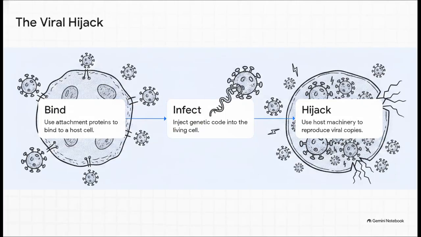Because they have zero machinery of their own, they have to operate entirely as hackers. The steps of a viral hijack are honestly beautifully sinister in their simplicity. First, since they can't carry out life processes on their own, they use those outer attachment proteins to firmly lock onto a host cell. Then, they simply inject their genetic code to infect it. Once inside, that viral code actively hijacks the eukaryotic factory we talked about earlier. It totally takes over the cell's own ribosomes and energy supplies just to churn out thousands of copies of itself, eventually destroying the poor host cell in the process.